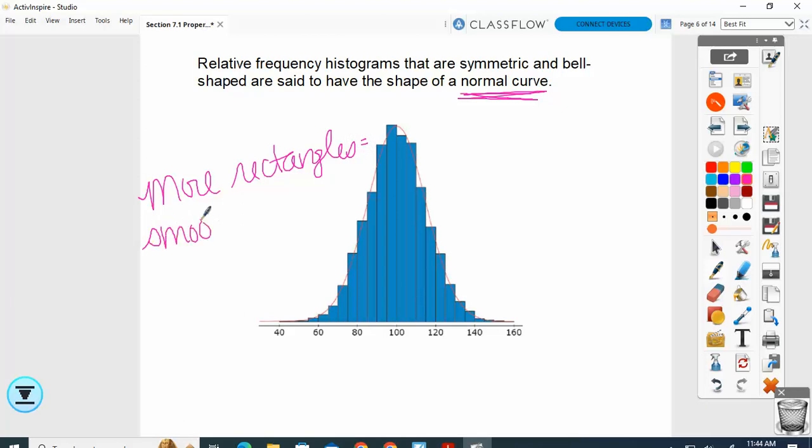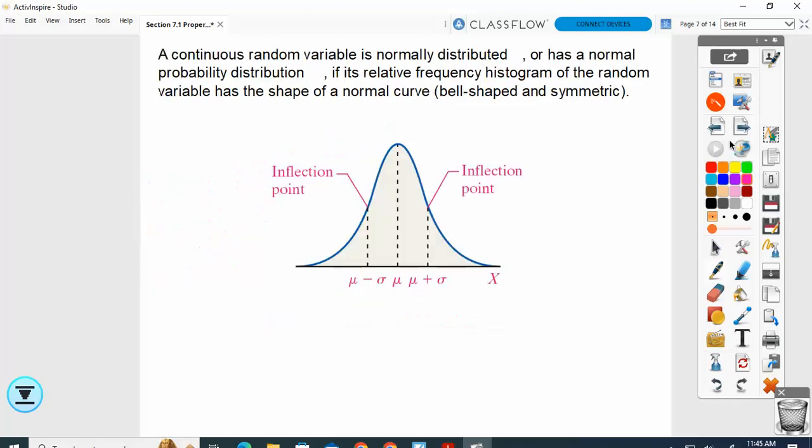So if we want our data to be normal, we need a decent amount of it. If I don't have very many, then it's going to look more choppy and less bell-shaped. So to actually treat it as a normal distribution, we will have to have enough data to make it that way. We will talk a lot in the coming chapters about how much we need to make it normal and those kinds of things.